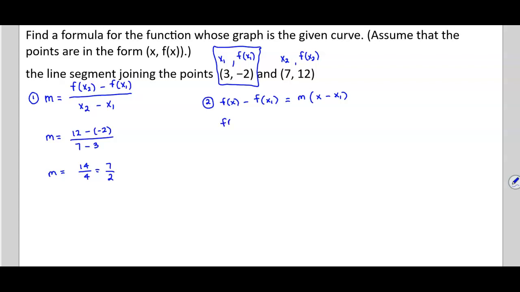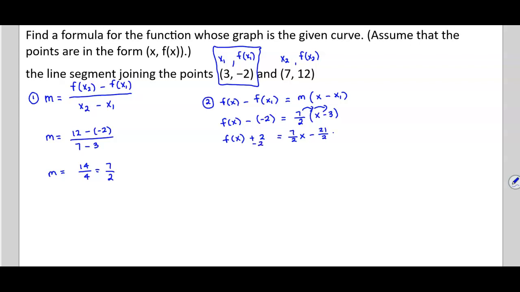So we have f of x minus f of x1, which is -2, equal to the slope, which is 7 over 2, times x minus 3. Now from here, let's simplify. So we have f of x, and this becomes plus 2. Then we need to distribute the 7 over 2. So we get 7 over 2 x, and 7 times minus 3 is minus 21 over 2. Now we need to subtract 2 from both sides.